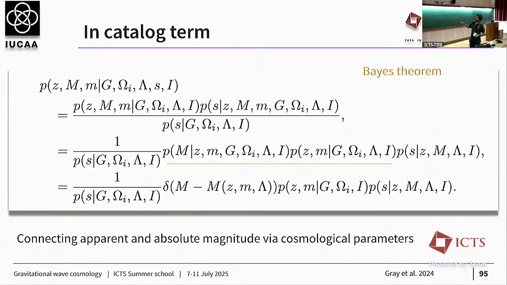Okay, so now that we have done this, we can write out: what is the absolute magnitude given the redshift and the apparent magnitude? This depends upon the cosmological parameters because it's relating the luminosity to the flux. So given a flux and a redshift, you can calculate the luminosity. So that is this term: the absolute magnitude given the redshift, the apparent magnitude, and the cosmological parameters. This is where the cosmology information comes in, to relate the apparent magnitude and the absolute magnitude.